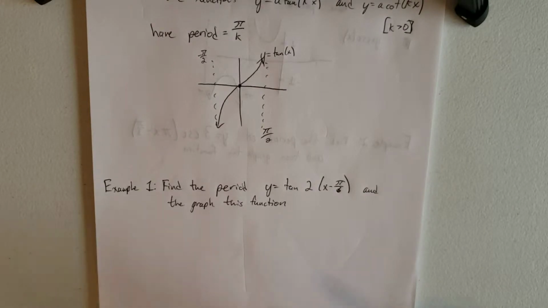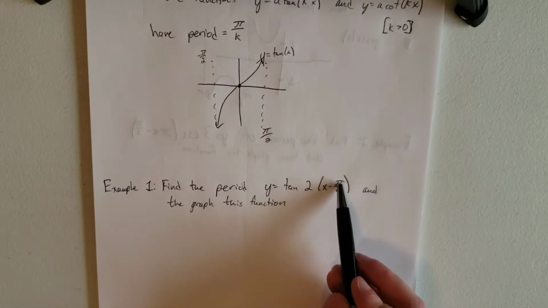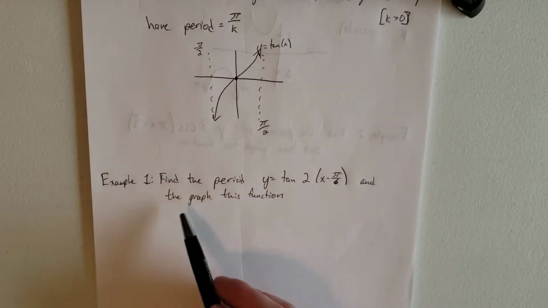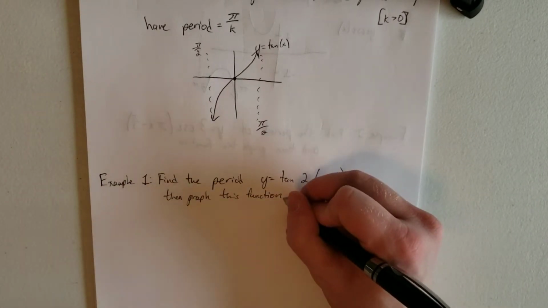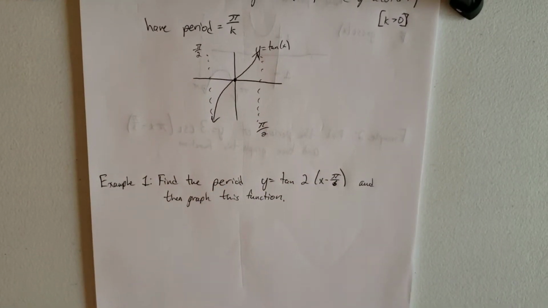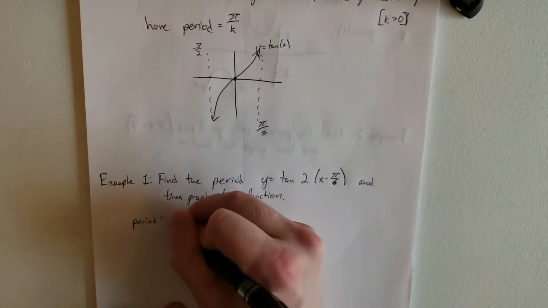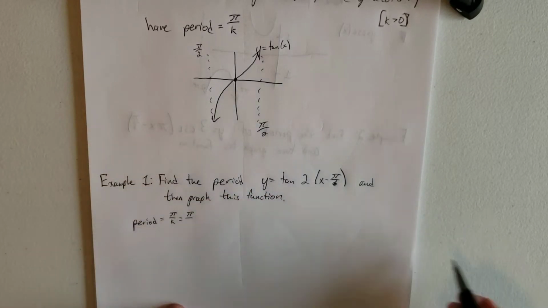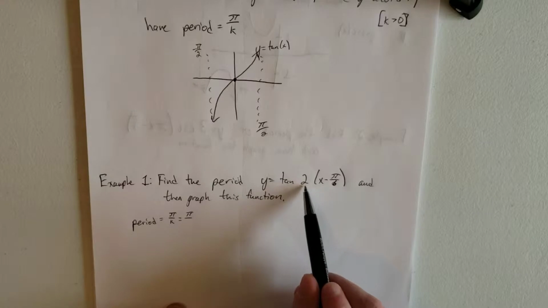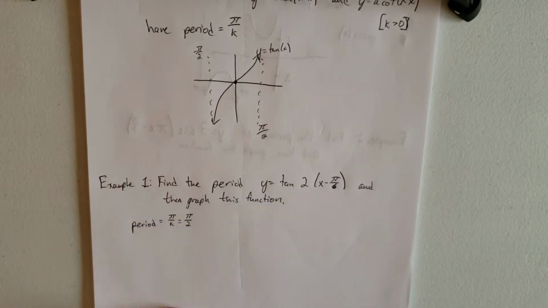Okay, so let's use that as a baseline, and let's attempt to graph a tangent equation based off of that. So here we want to find the period of y equals tangent of 2 times x minus pi over 6, and then graph this function. Okay, so to do that, the first thing I want to do is find that period. So the period is equal to pi over k, which is pi over, here the k is the thing multiplied on the inside of the tangent function. So we got 2 times all of this, so it's pi over 2 is our period.